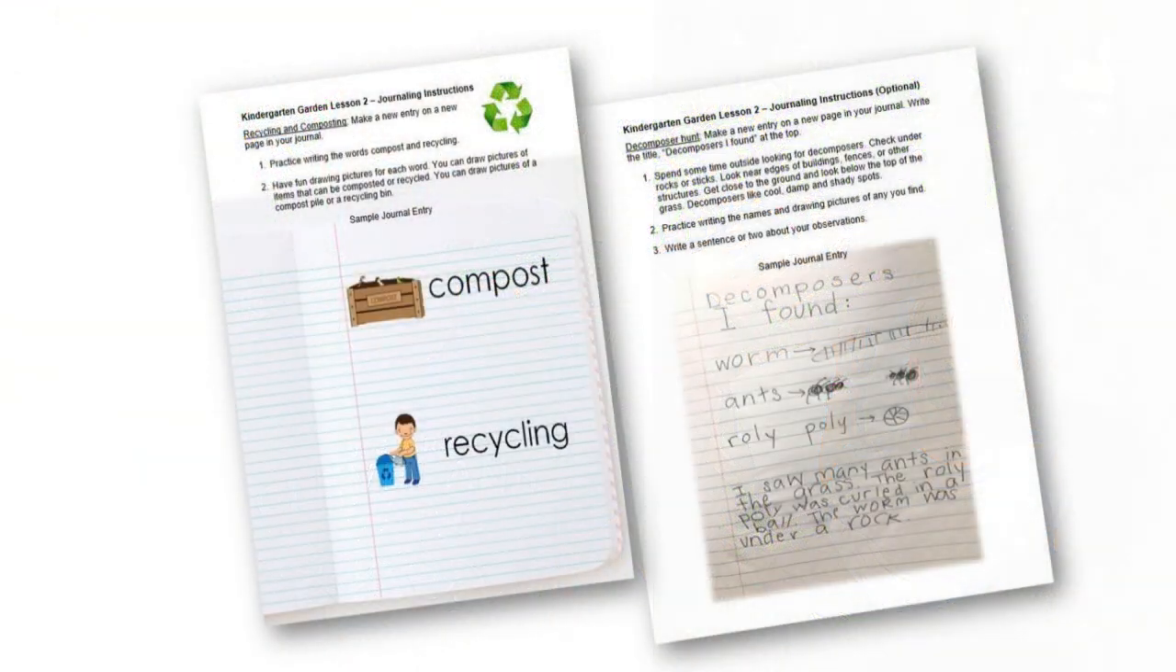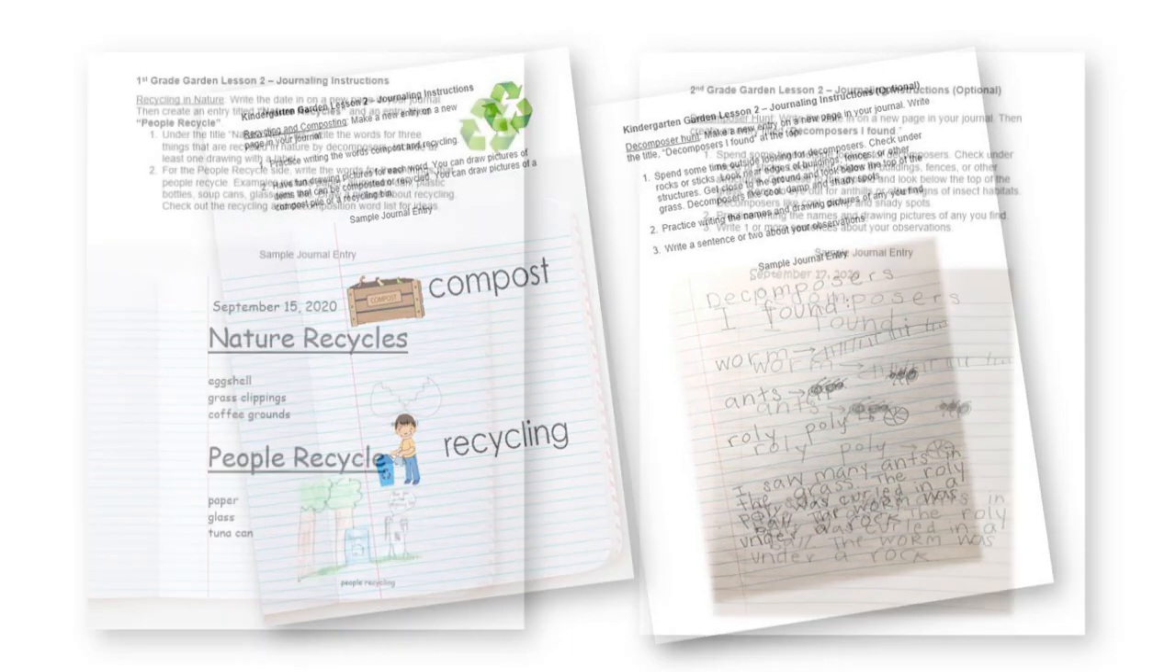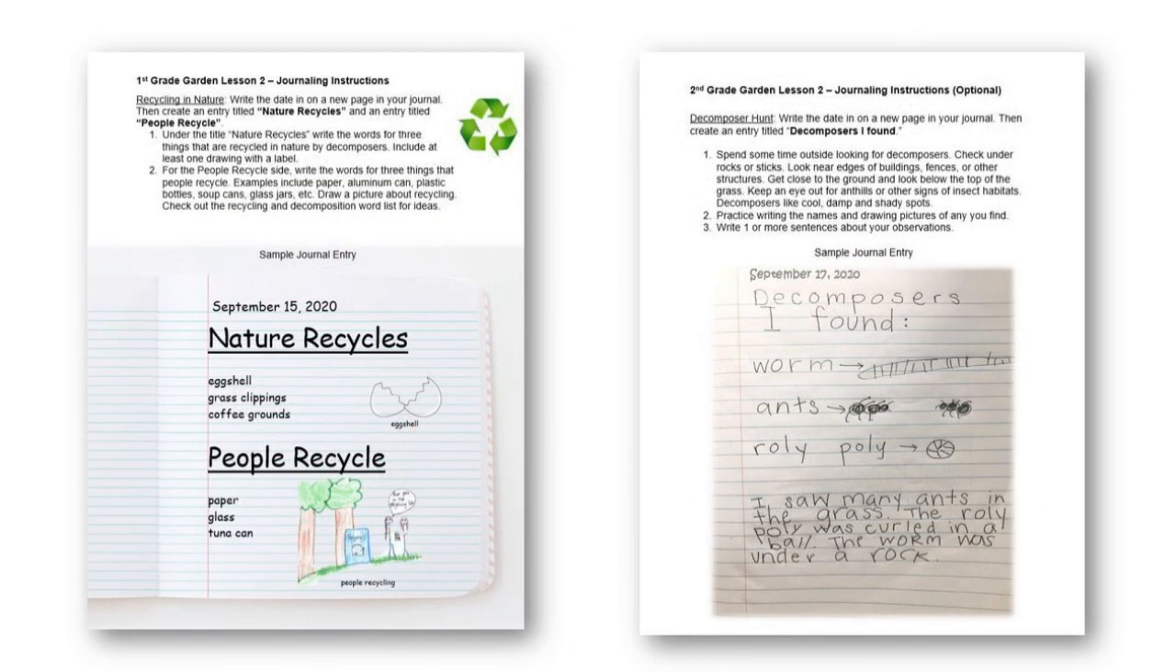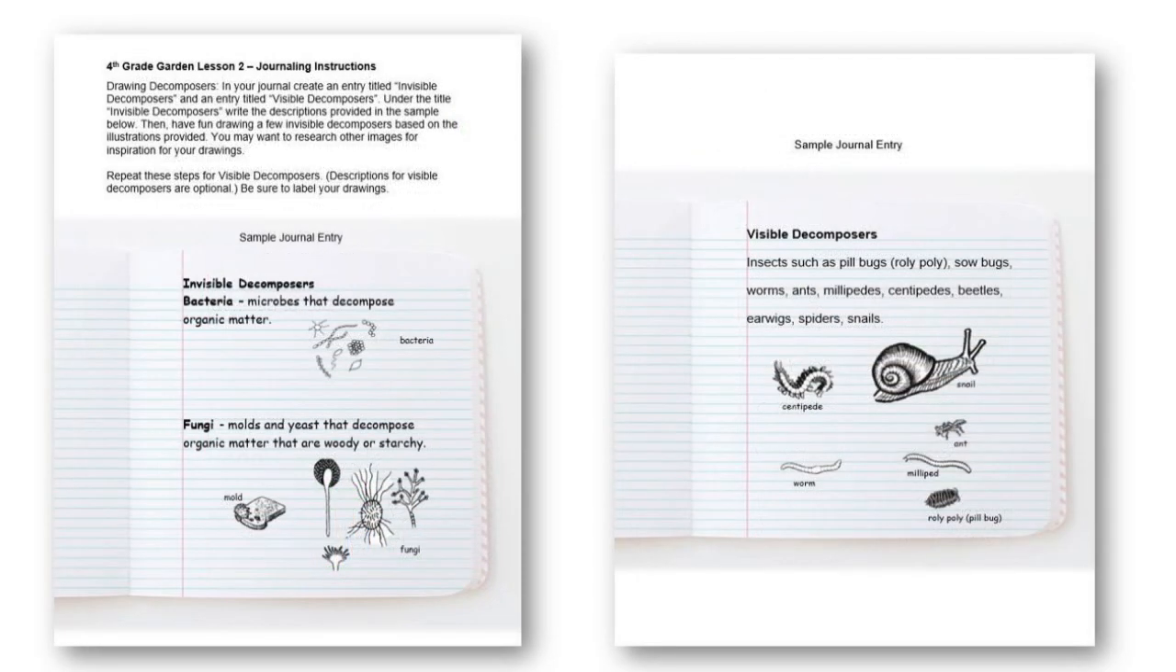Next, let's talk about your garden journaling activity for this lesson. For this lesson, all grades will be making entries in your journals about compost and decomposers. We are encouraging everyone to also grab their journals and go on a decomposers hunt right in your own backyard. Have fun looking for and identifying them.